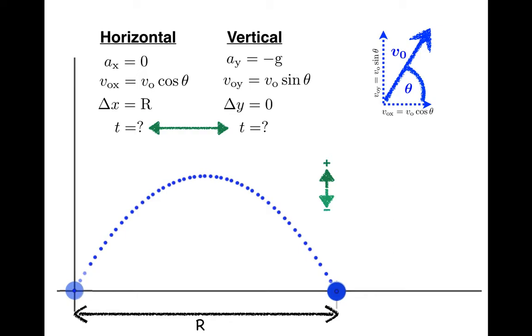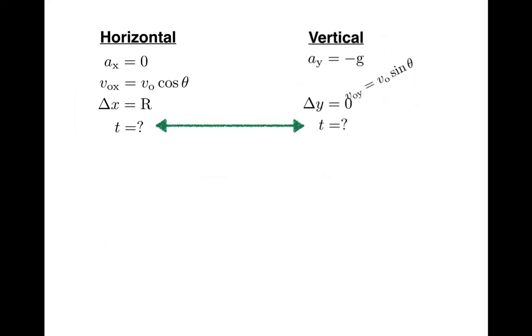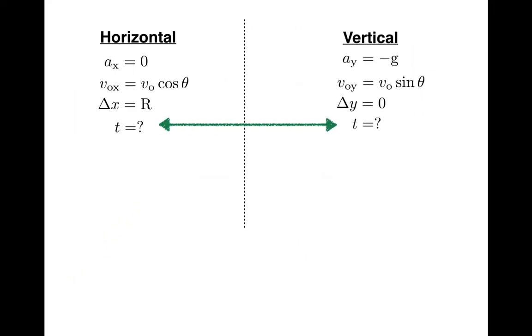Okay, now we are ready to choose some equations. Let's first consider what's happening in the horizontal direction. Beginning with this equation, which is one of the constant acceleration equations, we see immediately that the acceleration term is 0 since the acceleration in the horizontal direction is 0. Substituting R for delta x and v0 cosine theta for v0x, we have a relatively simple equation.